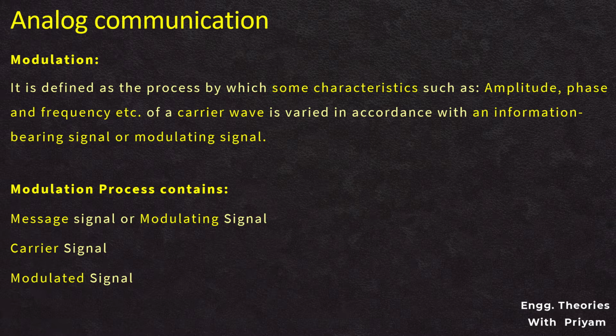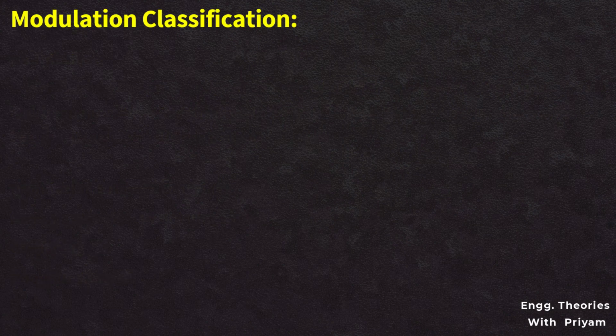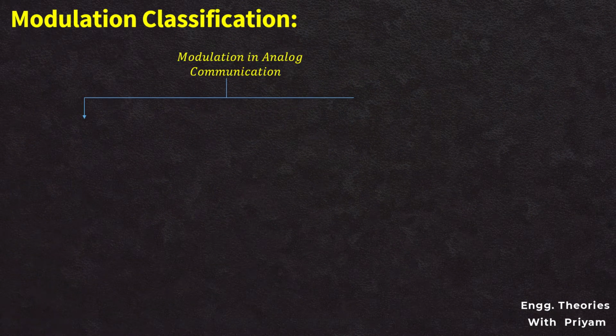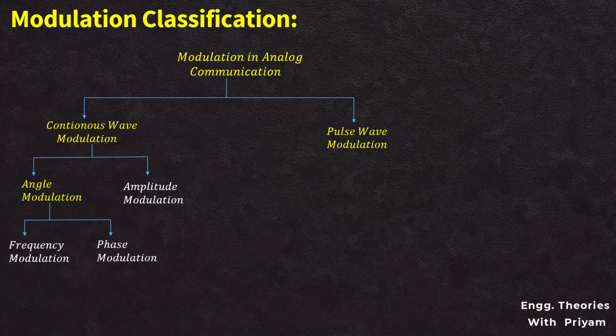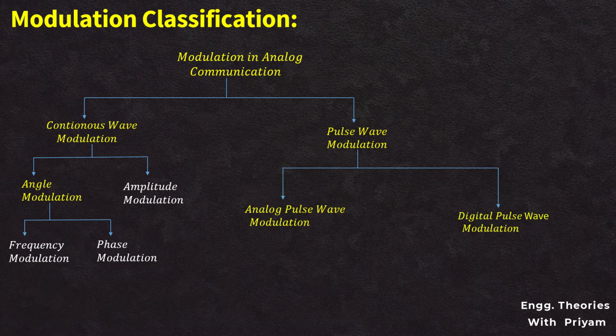Now let us see different types of modulation available in the analog communication system. Modulation is mainly of two types: continuous wave modulation and pulse wave modulation. Continuous wave modulation can be divided into amplitude modulation and angle modulation. This angle modulation can be divided into frequency modulation and phase modulation. Again, pulse wave modulation can be divided into analog pulse wave modulation and digital pulse wave modulation.